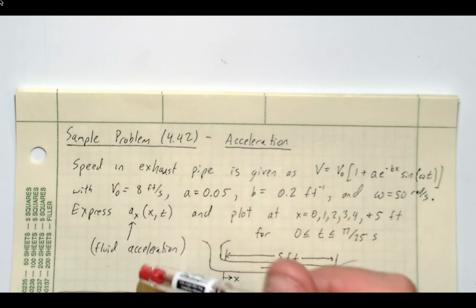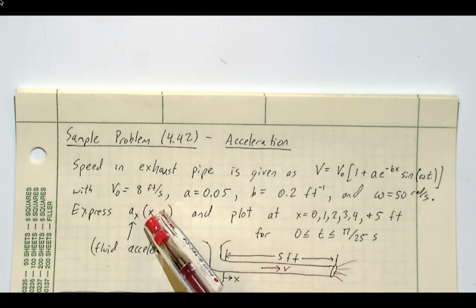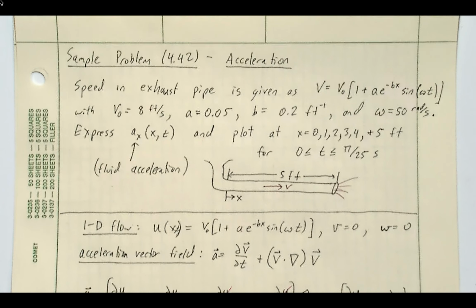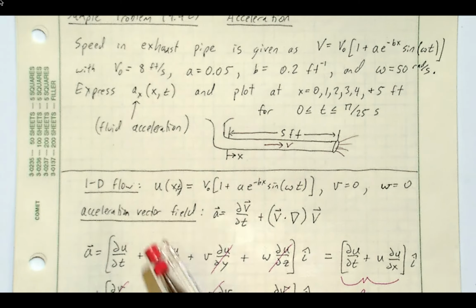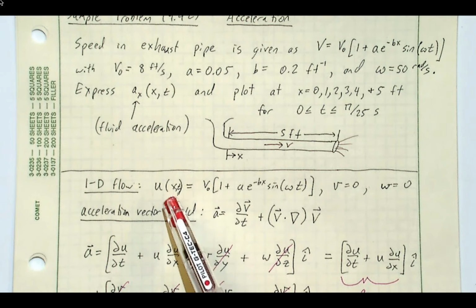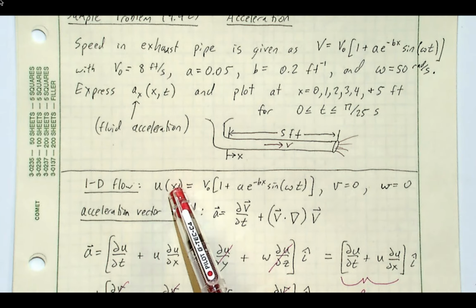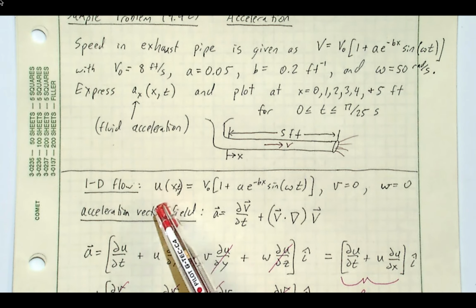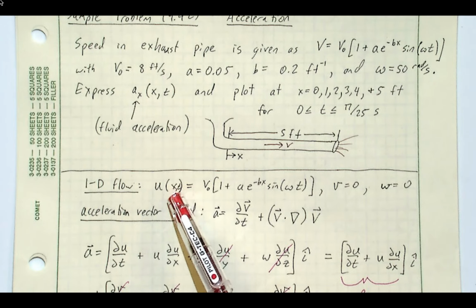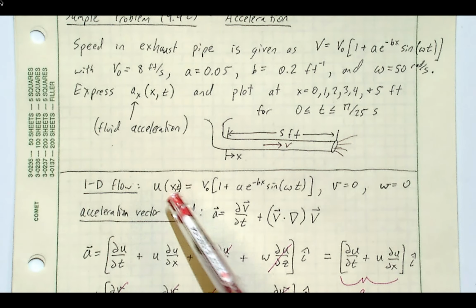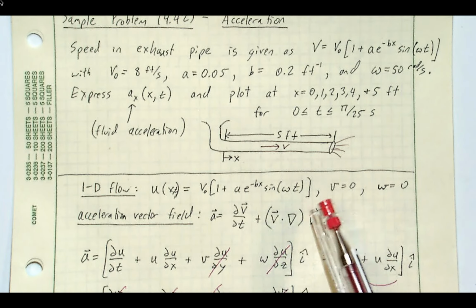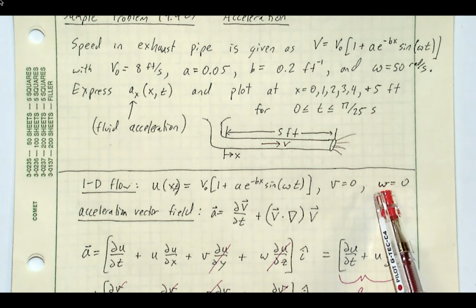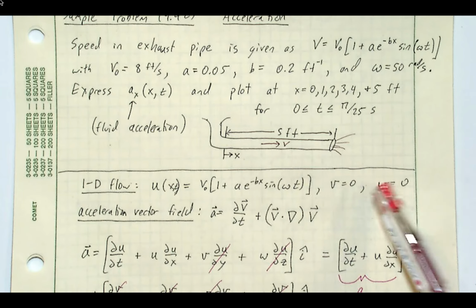Let's express the fluid acceleration as a function of both space and time and plot it for the appropriate values here. Well, this is 1D flow, meaning that our velocity is given in terms of just one spatial direction and then time. I don't know how you feel about this, but maybe you could say this is 2D, but it's really 1D in space, and then it's also variable in time, or unsteady. But v and w are both 0, so we just have our x component of the velocity, whereas the y and z components of velocity are both 0.